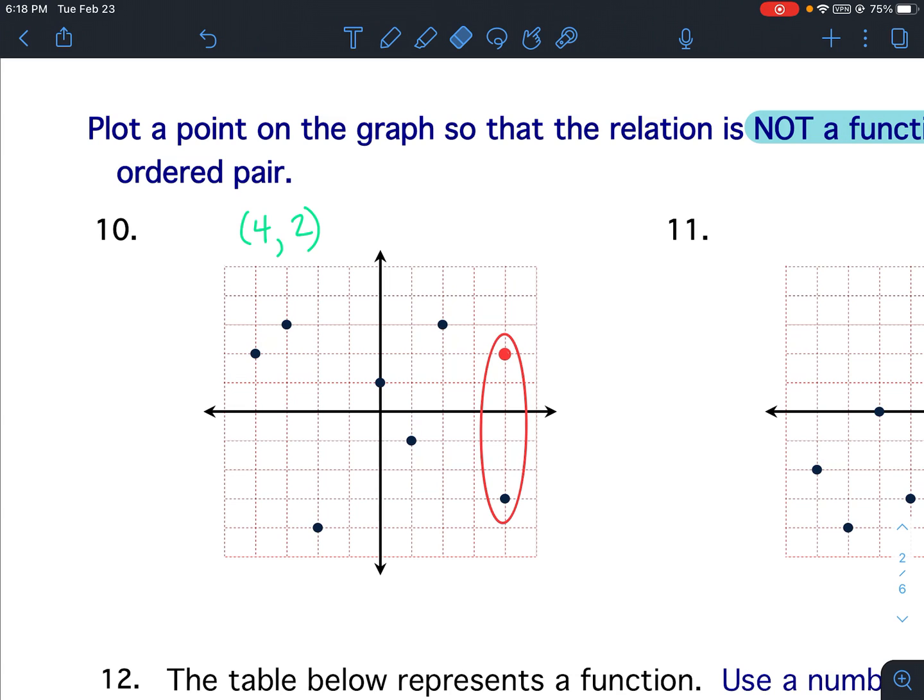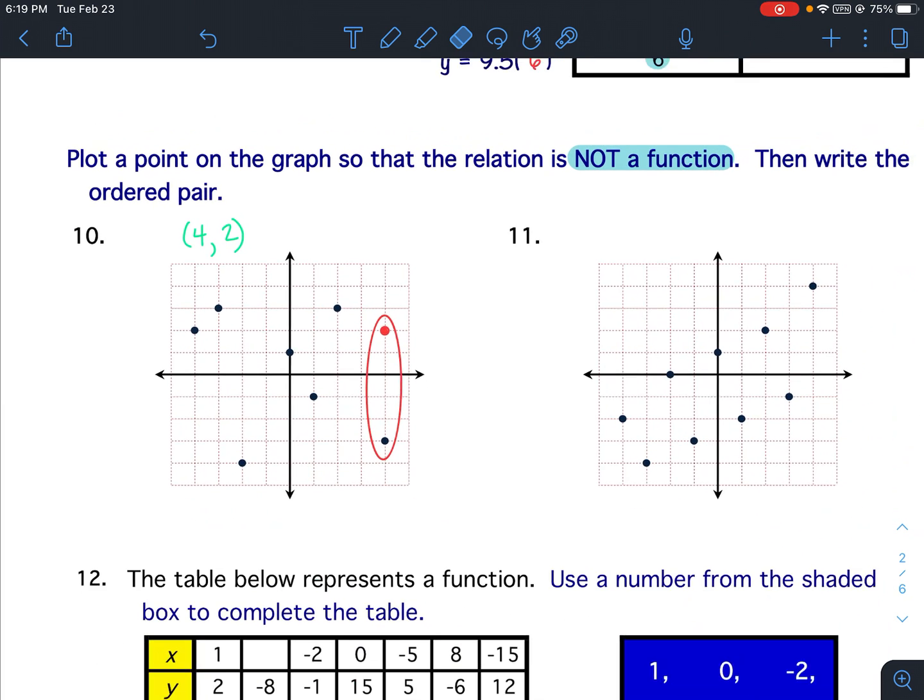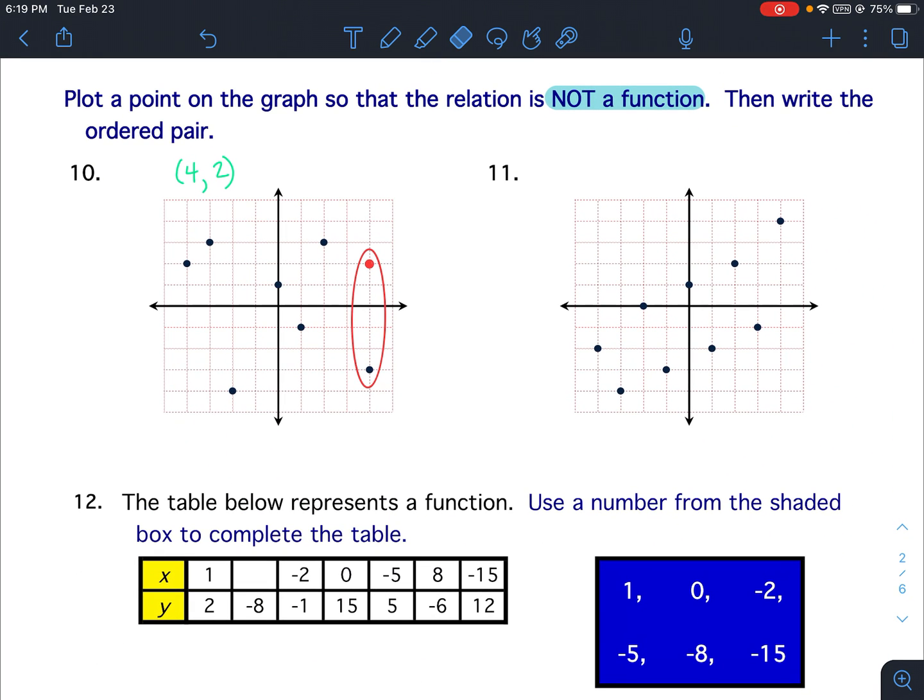All right, so you need to find another point plotted on the graph. Make sure the vertical line goes through more than one point, and then state the ordered pair of the point you plotted. So pause your video, complete 10 and 11.